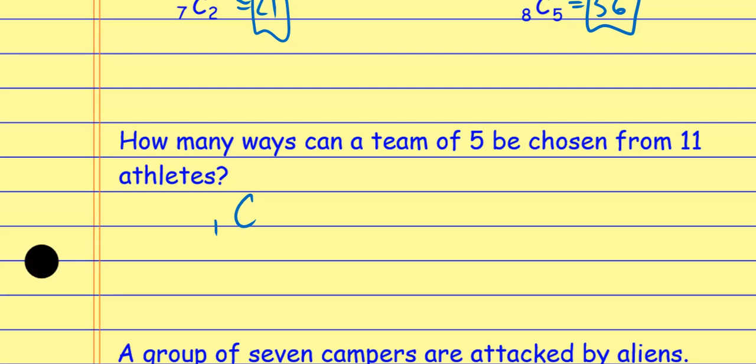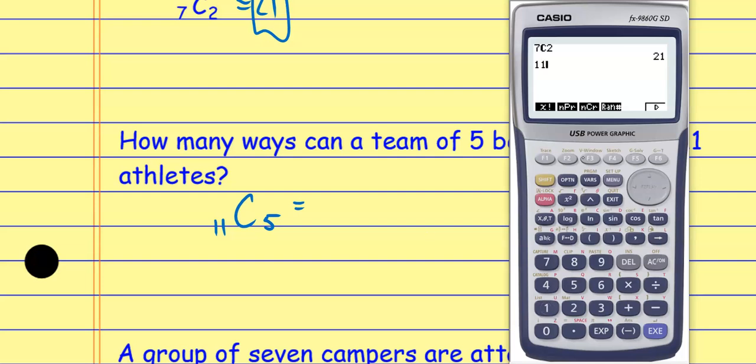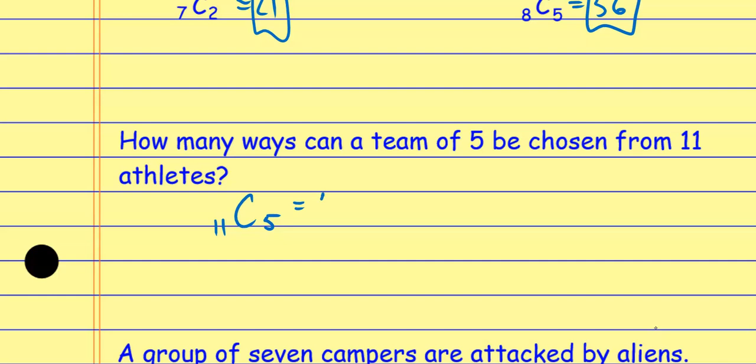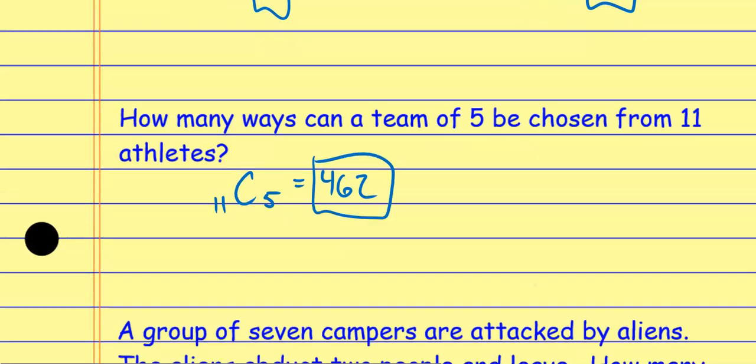And again, it's always the total, which is 11, and then how many we're choosing. So 11, choose 5. 11 total, we want 5 of them. And now we just plug it into the calculator. 11, combination 5. So 462. And hopefully you notice right away that these values tend to be quite a bit smaller. When order matters, we have a lot more possibilities.